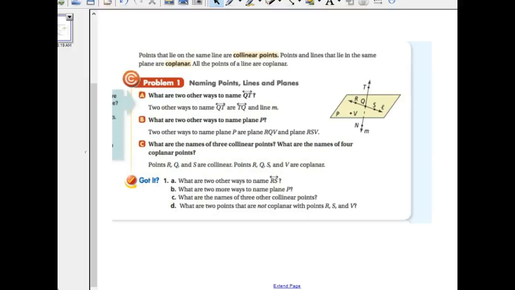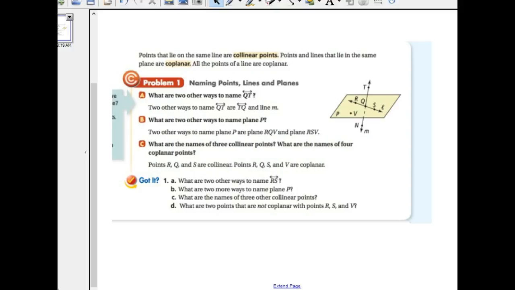Hello, today we're looking at problem number 1 on page 12 of your textbook under the lesson Points, Lines, and Planes, which is 1-2. When we look at this particular problem, if we look right here about naming lines and planes, points that lie on the same line are called collinear points. And points that are in the same plane are called coplanar points.